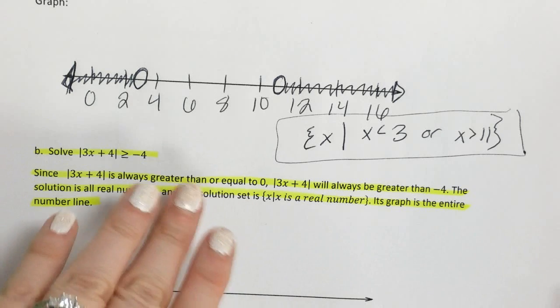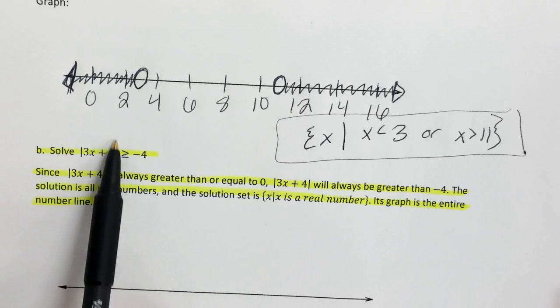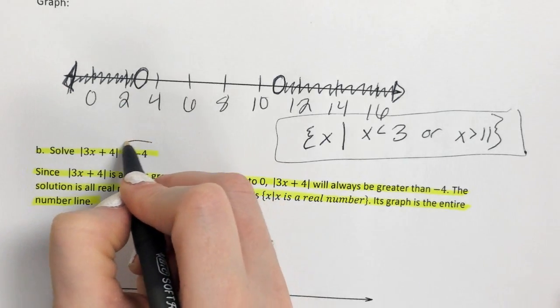Okay, so who can tell me what this does? Why is the answer all real numbers? Why does that happen? Rory? Okay, well, this actually doesn't even matter. It doesn't matter what this is. The only thing that matters is right here.